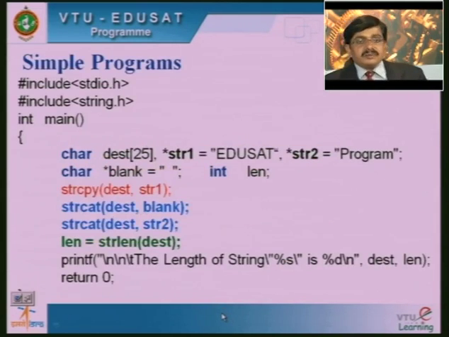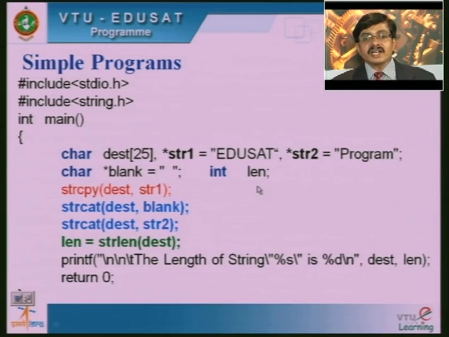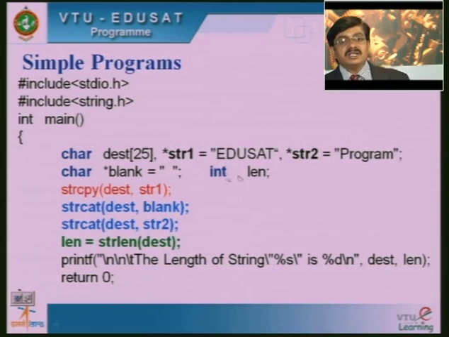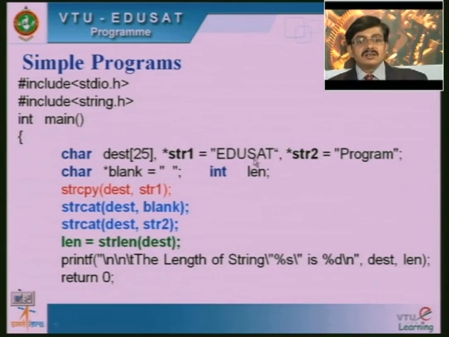Now, basically, the output of this particular code will be: the length of the string "edusat program" is something like 15. So probably here 1 2 3 4 5 6, then space 7, then 8 9 10 11 12 13 14. So 14 is the length of the string that we get finally. The destination string will be "edusat program", and the length of this will be 14. That will be the output of this program.